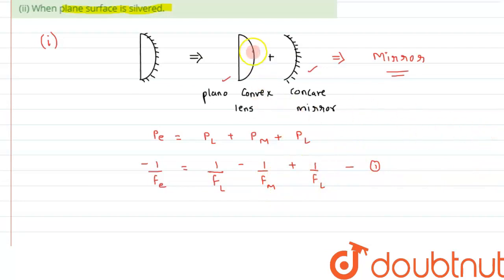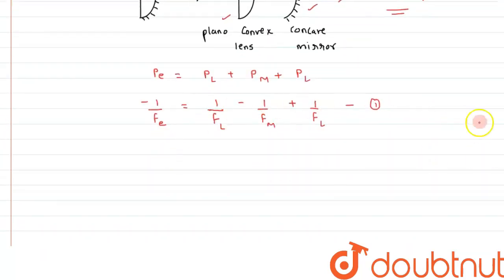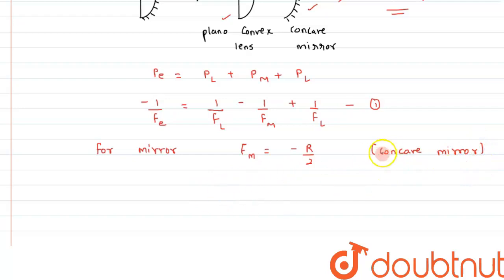Let's suppose that this curved surface of the lens has a radius of r. So for the mirror, we know the focal length is the negative of r by 2. Why are we taking it as negative? Because the mirror is a concave mirror, and for a concave mirror the focal length is taken to be negative. So this is our equation, let's say second.